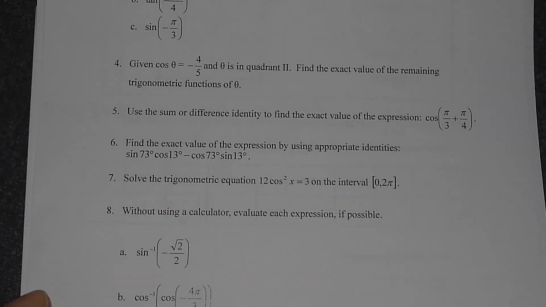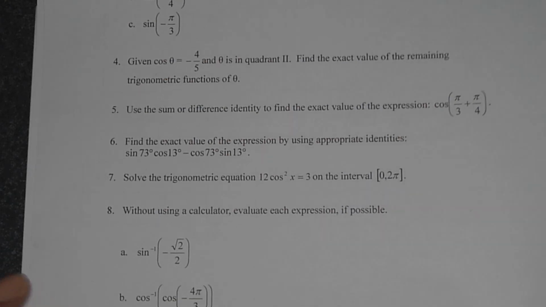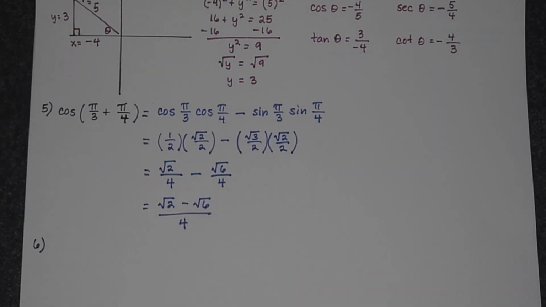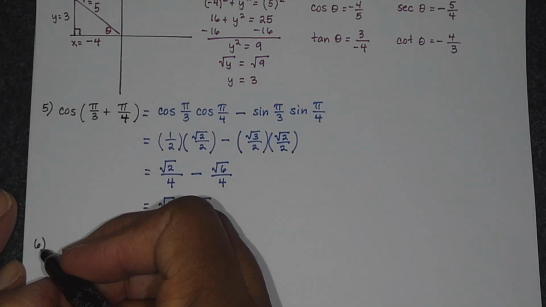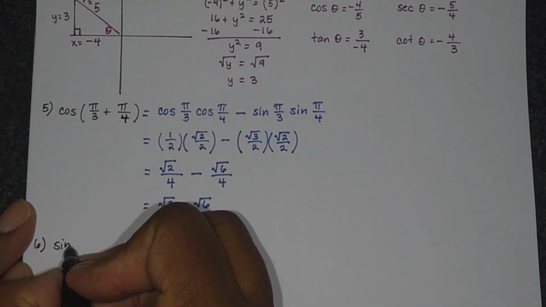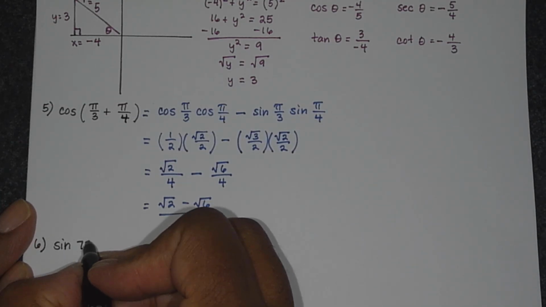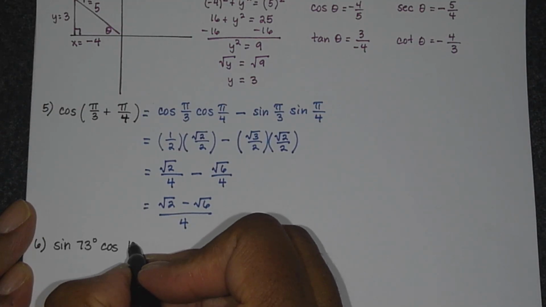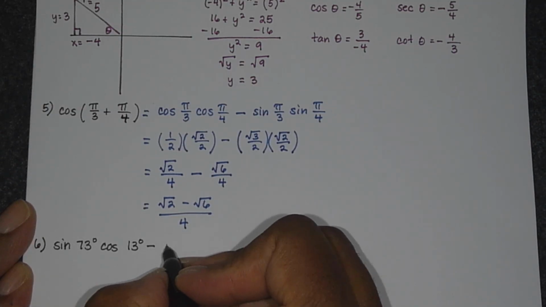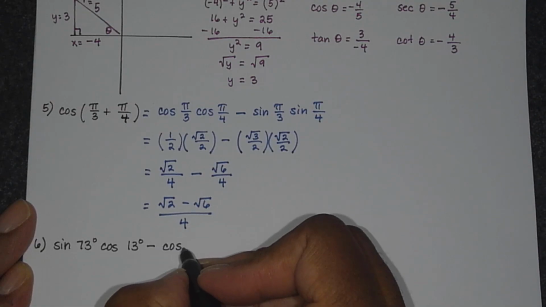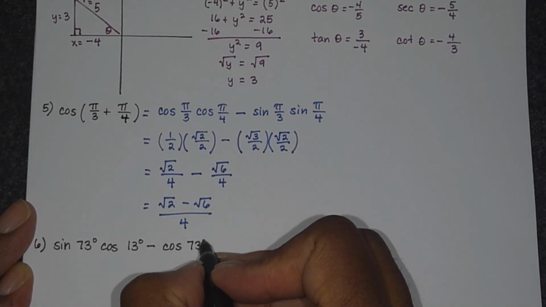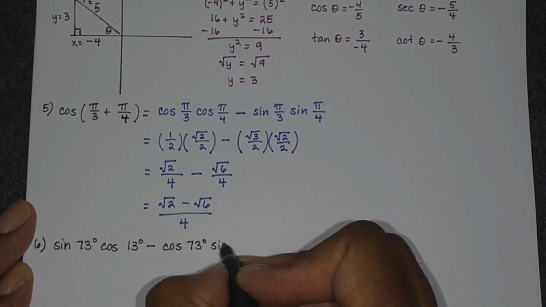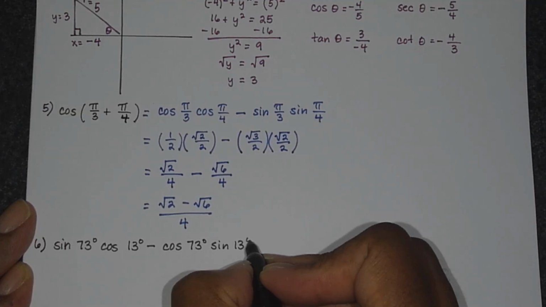Okay. And then number 6, you're going to find the exact value of the expression by using appropriate identities here. Here we got the sine of 73 degrees, cosine of 13 degrees, minus cosine of 73 degrees, sine of 13 degrees.